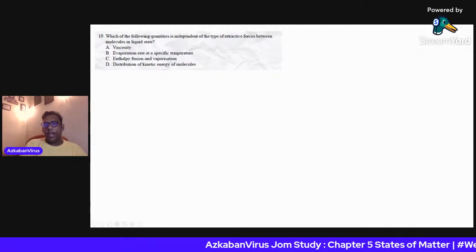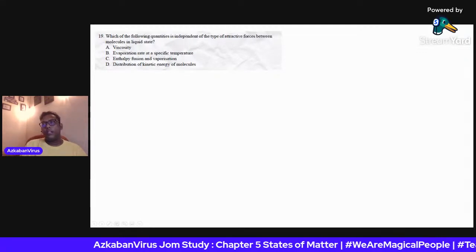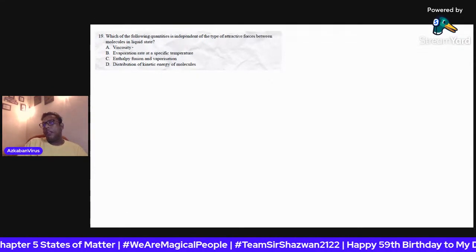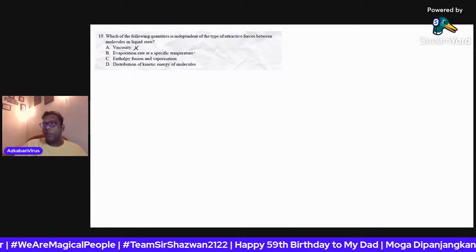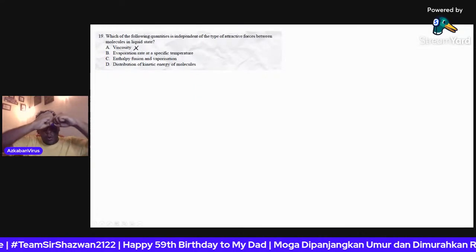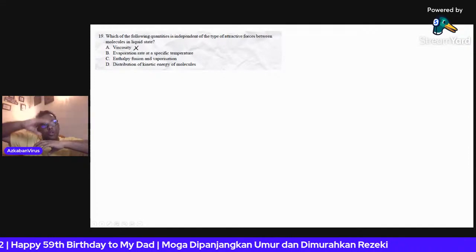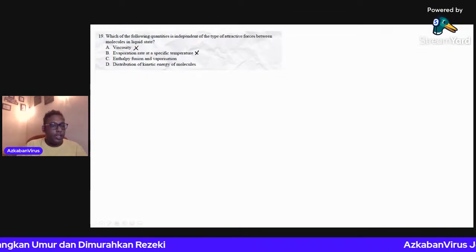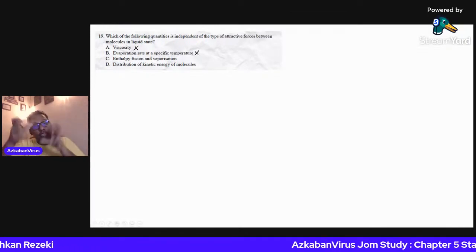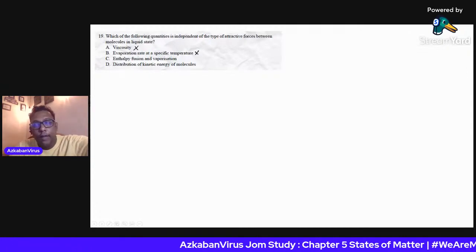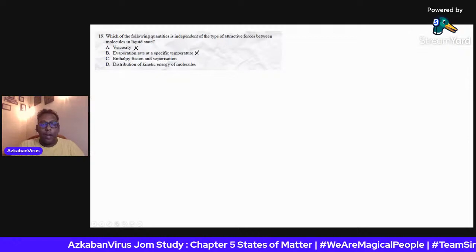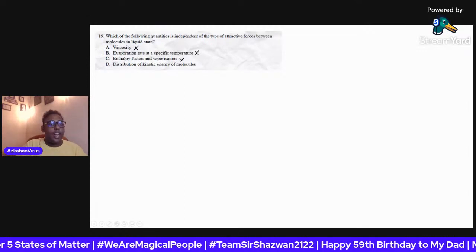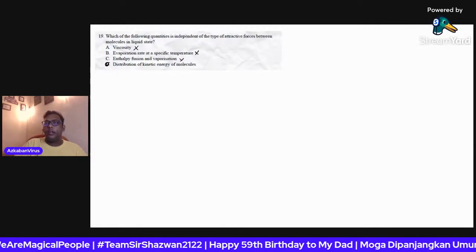Okay, viscosity adalah ability of liquid to resist flow tu. So makin kuat IMF, makin susah dia nak flow. So ini bergantung dengan IMF. Evaporation kalau makin kuat daya tarikan dia, makin susah untuk dia evaporate. So sama juga. Enthalpy of fusion and vaporization, this is just the same thing. Enthalpy refer to the energy di dalam tu. So bila kita refer pada energy dalam tu, dia masih lagi bergantung dengan IMF. Makin kuat, makin tinggi enthalpy dia. Dan distribution of kinetic energy of molecules tidak ada kaitan ya di sini. So jawapan dia adalah D.